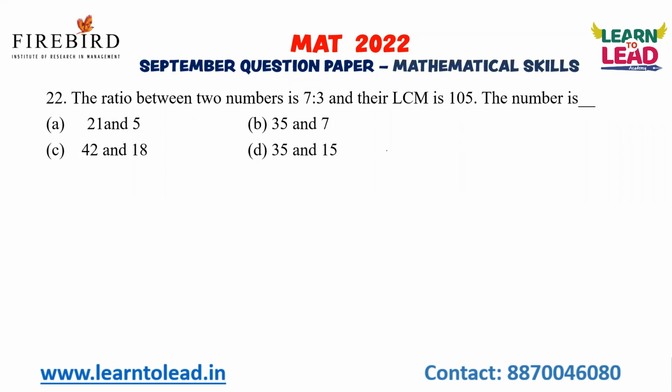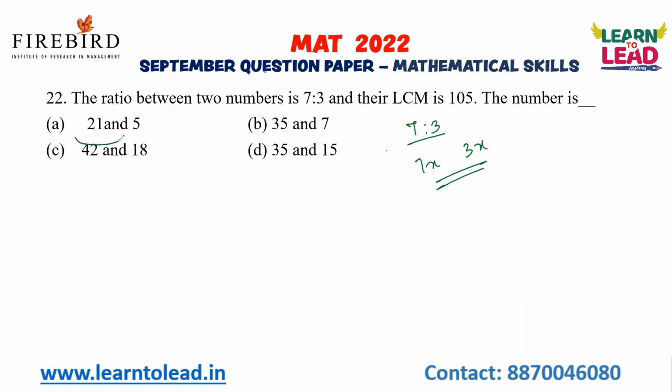Now, again, this is a question based on LCM. See, by seeing the question itself, I came to know, okay, it is a question based on LCM. The ratio between two numbers is 7:3. I told you that if the ratio is 7:3, you should take the values as 7x and 3x. And their LCM is 105. Now find the numbers, they're asking.